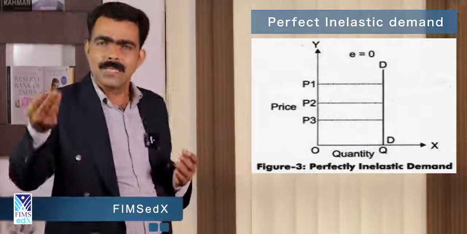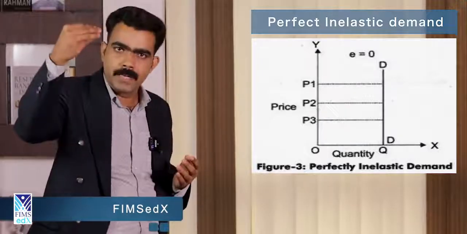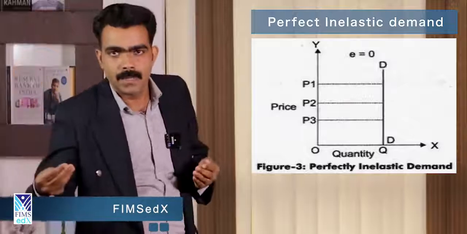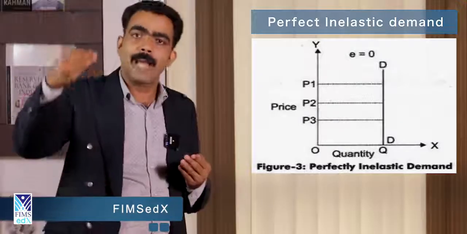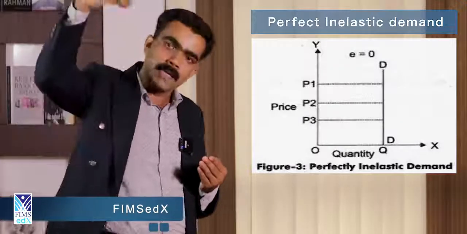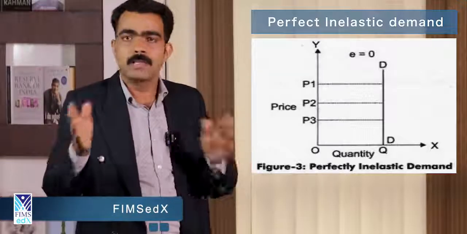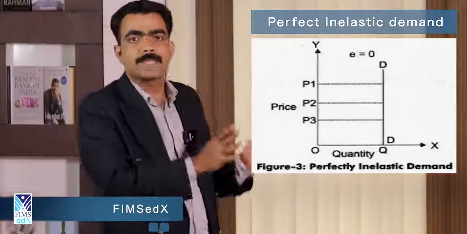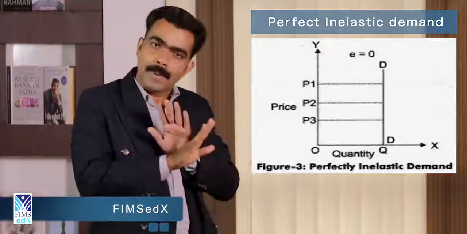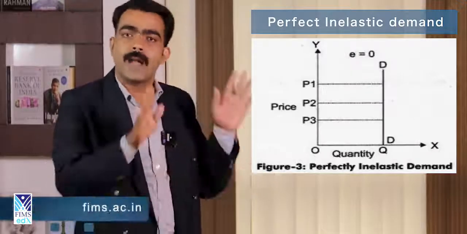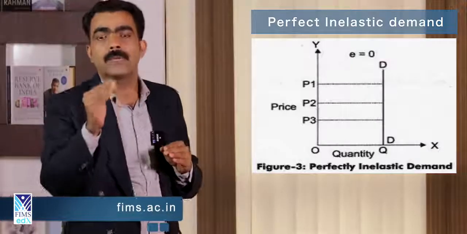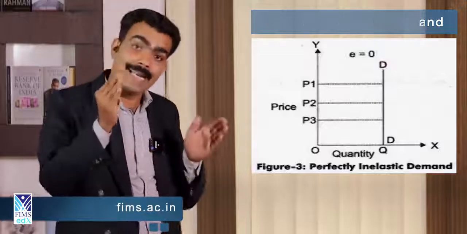For example, essential medicines. A diabetic patient takes some medicine like insulin every day. If the price of that particular injection increases or decreases or whatever happens, the patient is not bothered, because he has to get that particular medicine. Price is not at all a factor in deciding the demand level. That is the case of the second one, perfect inelastic.